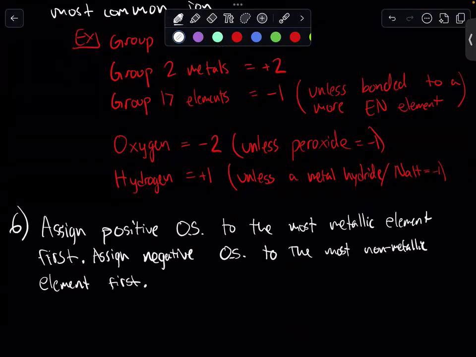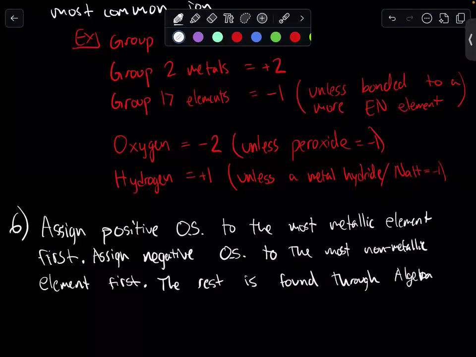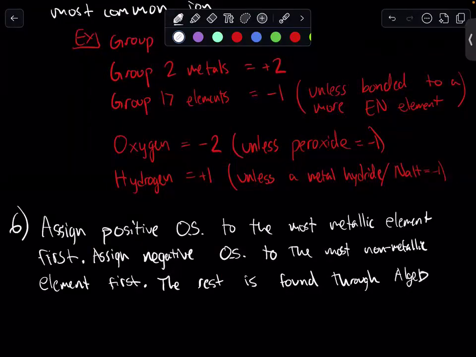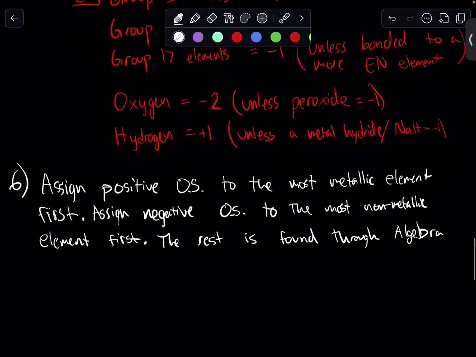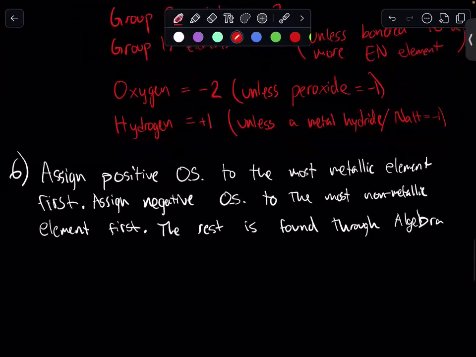Then we just figure out the rest from math. The rest is found through algebra. So this is my little abbreviation, my little separation from what the book teaches. They don't really mention algebra. They just figure you know how to use it, but I find it a good reminder. So let's look at an example.